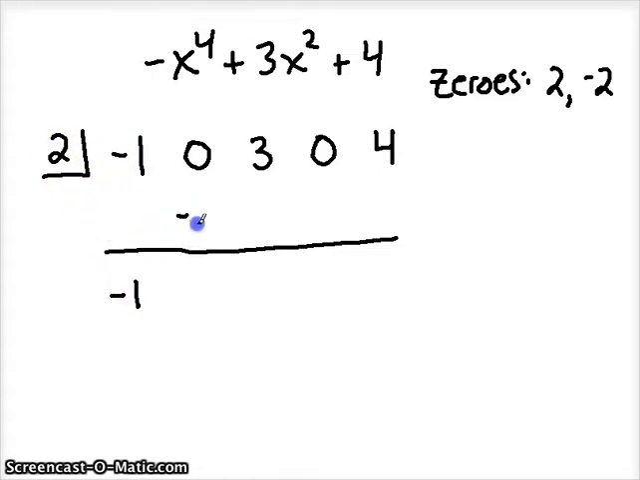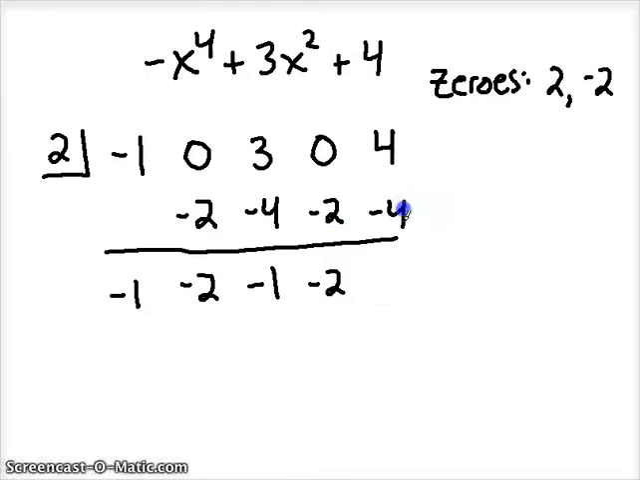2 times -1 is -2. Add your column, you get -2. Multiply. 2 times -2 is -4. Add your column, you get -1. Multiply again. 2 times -1 is -2. Add, we get -2, and then multiply, and we get our resulting remainder of 0. That's what we want. Make sure that we factored correctly.